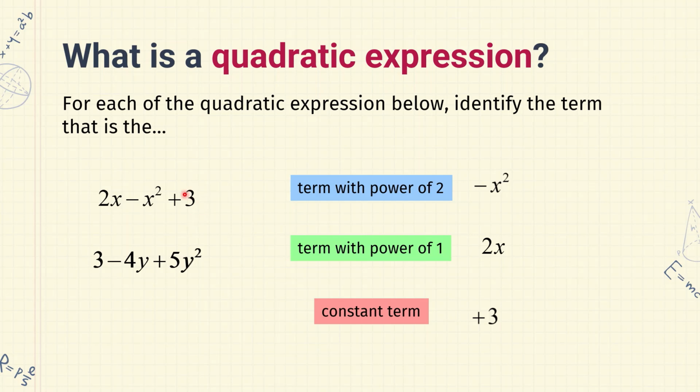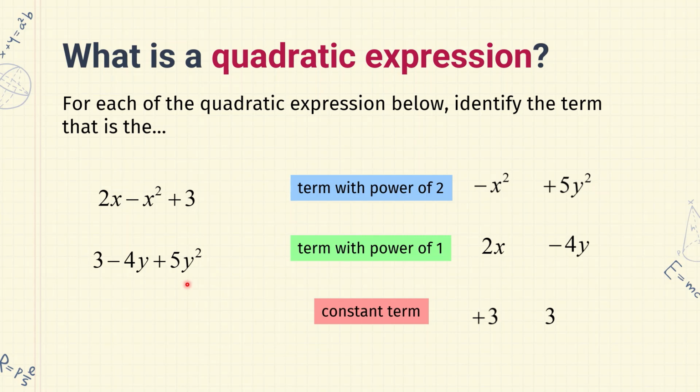Right? So if you did not get the first expression correct, you may want to rethink the second expression. How would you sort out the terms found in this second expression? I hope that you're able to get this answer. In the second expression, we have the term positive 3, which is our constant term. Then we have negative 4y, which is our term with power of 1. And finally, we have the positive 5y squared, which is the term with power of 2.